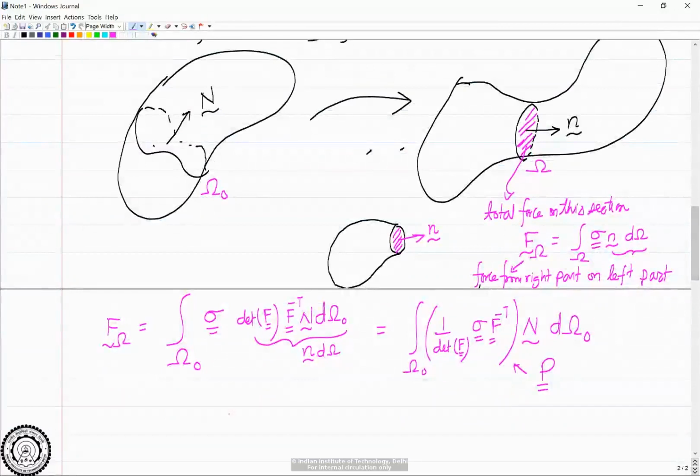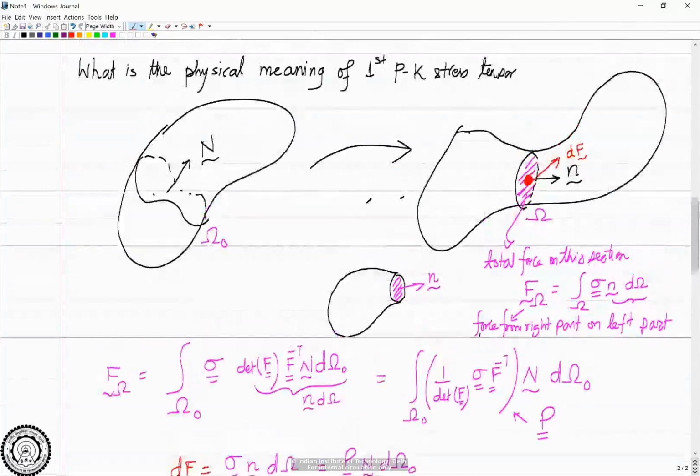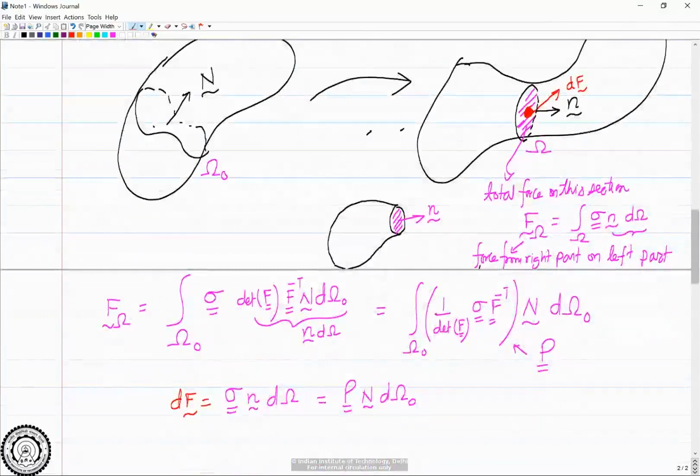For example, what we have said is that sigma into small n into d omega is equal to big P into big N into d omega naught. Basically, if I think of a very small area over here, over that area you have a force dF acting there. So this is that force dF. Since this small area is on a section with normal small n, the traction is sigma into small n, and then I multiply with the magnitude of that area d omega. And that same thing in the Lagrangian is P into big N into d omega naught. So that area must be somewhere here.